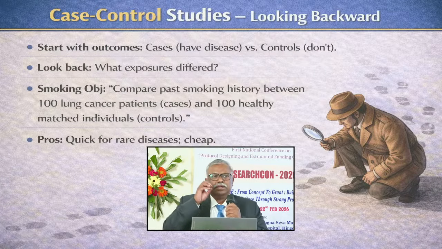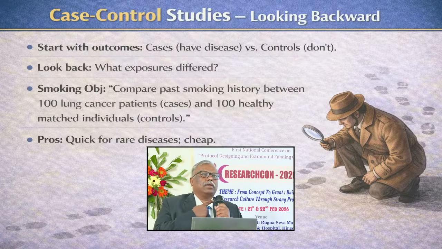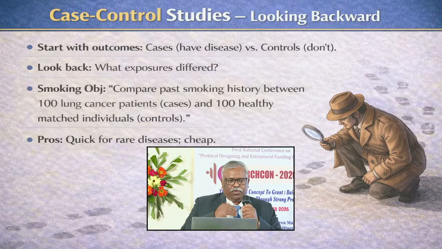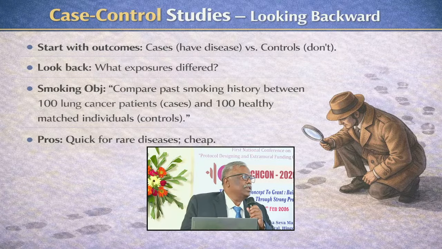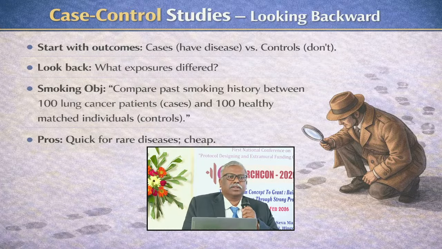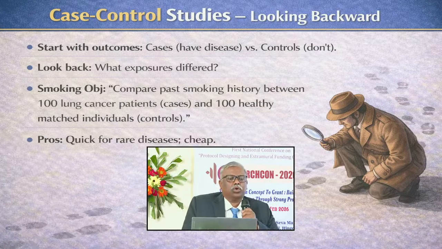Now the outcome has appeared in the individuals. So these are now patients, right? We are looking back to assess the causes. If we come back to our research question, that is to compare past smoking history between 100 lung cancer patients, who are the cases, and 100 healthy matched individuals, who are the controls.